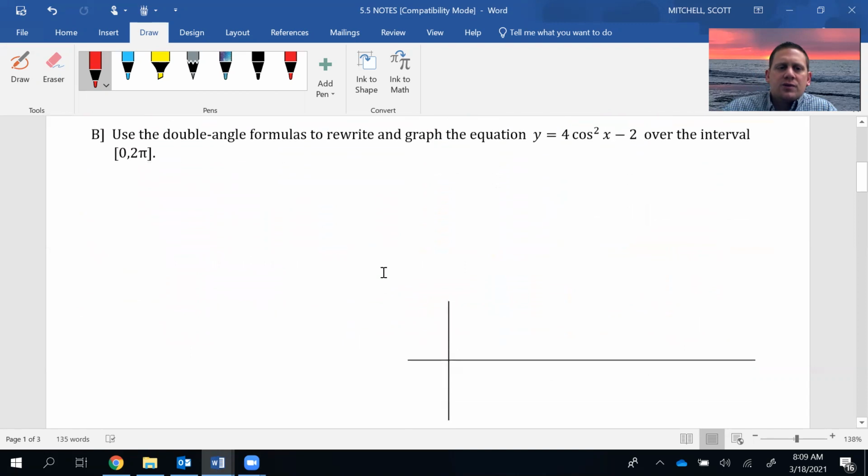Okay, so the next question: use the double angle formulas to rewrite and graph the equation over the interval. So could we just type this into the calculator and graph it? Absolutely. But they want us to convert this into a double angle formula of some kind and then be able to graph that. So we have our cosine squared double angle formula possibly.